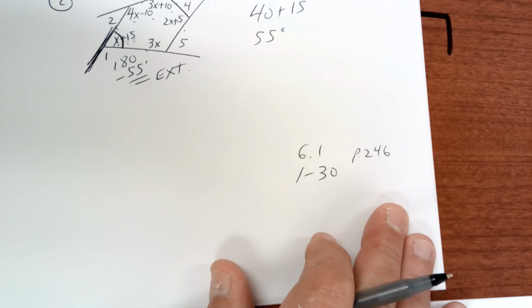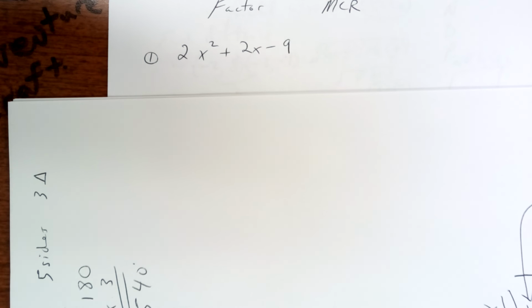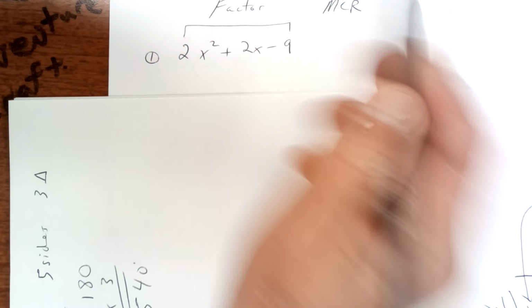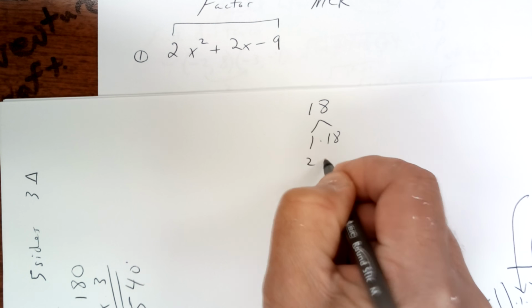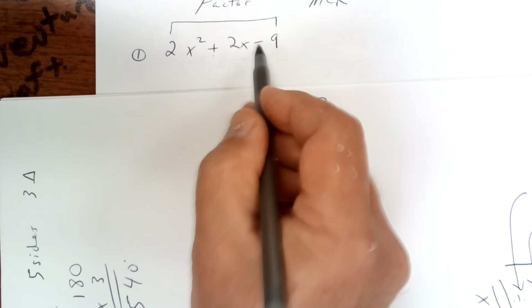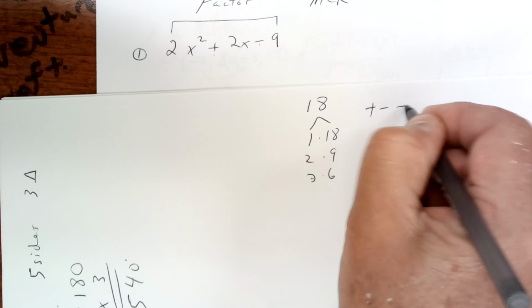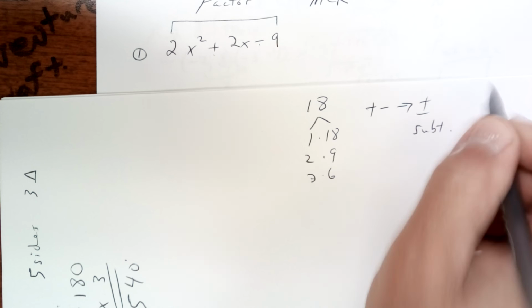All right, let's move on to another class here called MCR. MCR, we had a worksheet yesterday, and we're going to finish it today. So look up here. Remember the rules. You multiply these two, and you get 18. You start to factor it. 1 times 18, 2 times 9, 3 times 6. And then you're looking at your chart. A positive and a negative yields a positive and a negative. So we're going to subtract to get that 2.